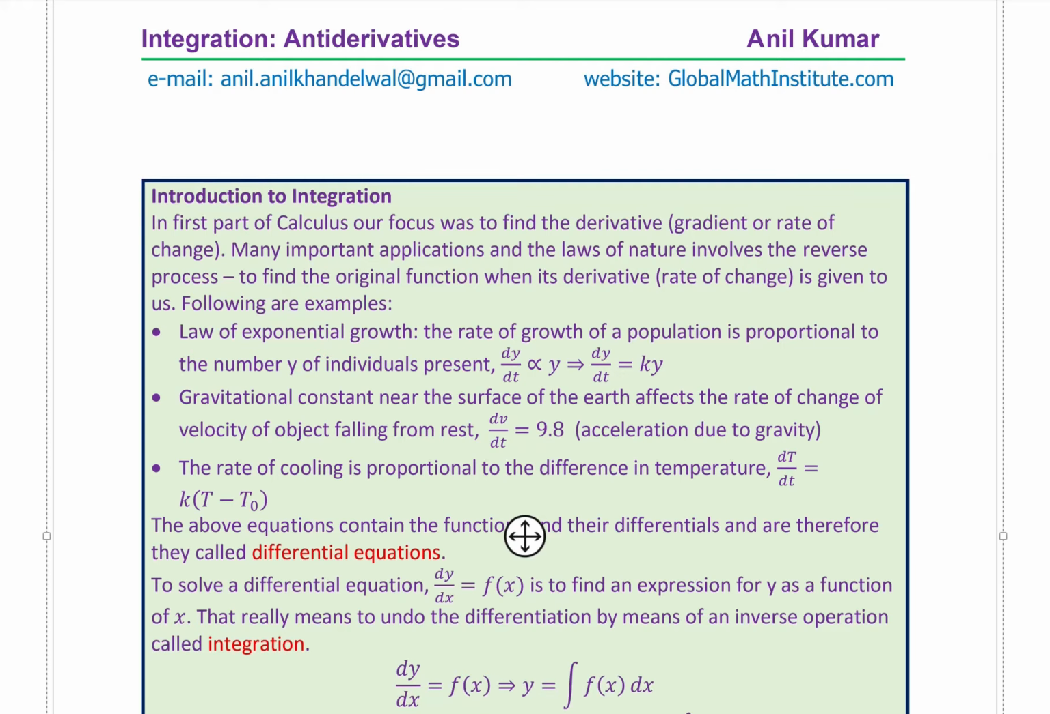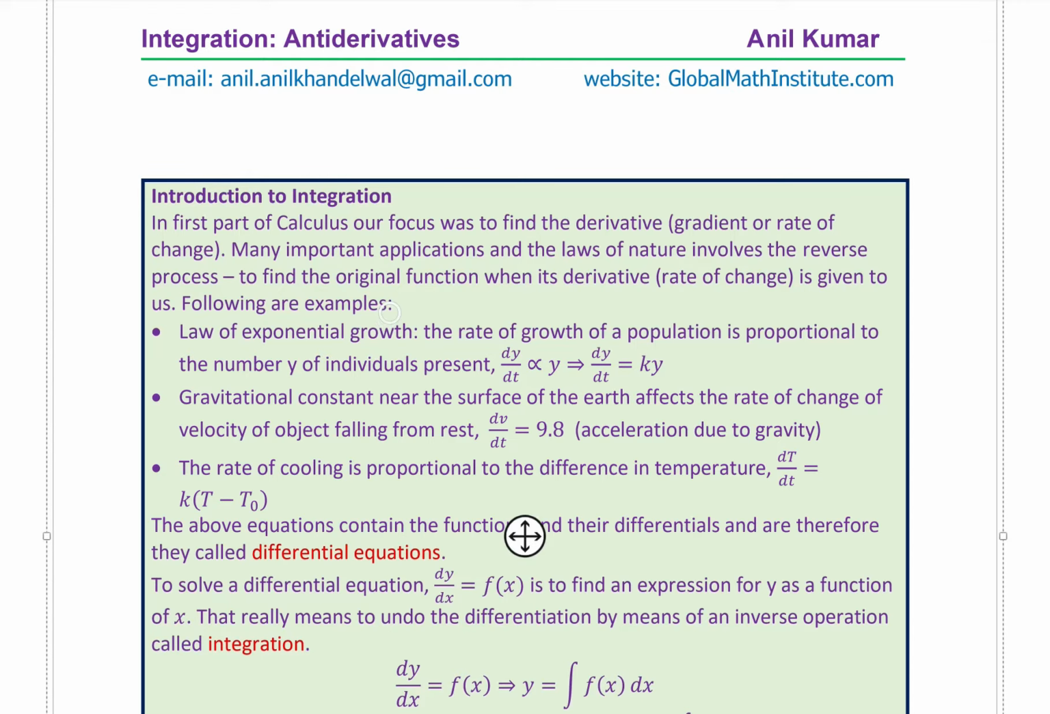So when I say introduction to integration, we just want to understand how we can connect this to what we have just learned in calculus. In the first part of calculus, our focus was to find the derivatives, right? Which is gradients or rate of change. But many important applications and laws of nature involve the reverse process: to find the original function when its derivative or rate of change is given to us.